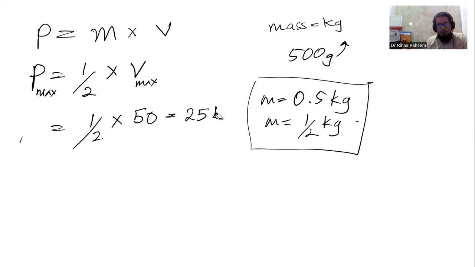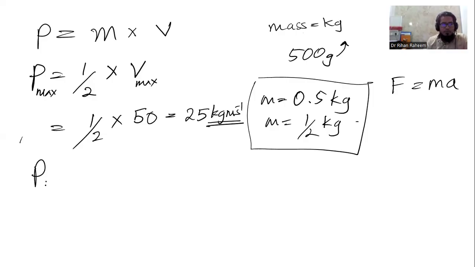Unit of momentum is kg ms minus 1. Because mass is given in kg, velocity is given in ms minus 1, so kg ms minus 1. It's not Newton. Momentum is different, force is different. Force equation is ma, mass into acceleration. Momentum equation is mass into velocity. Velocity is ms minus 1. Kg ms minus 1 is the final unit of momentum.